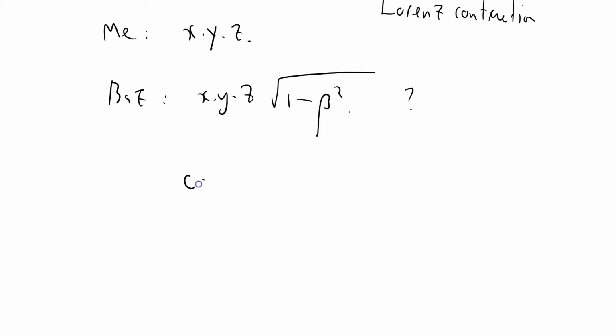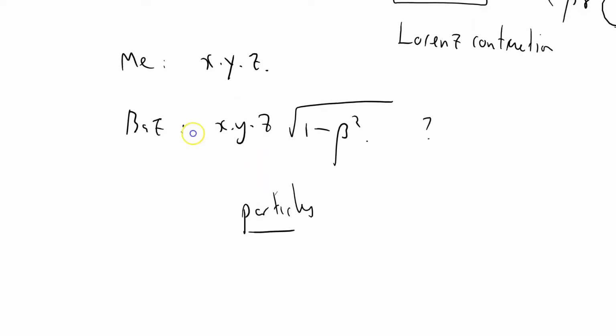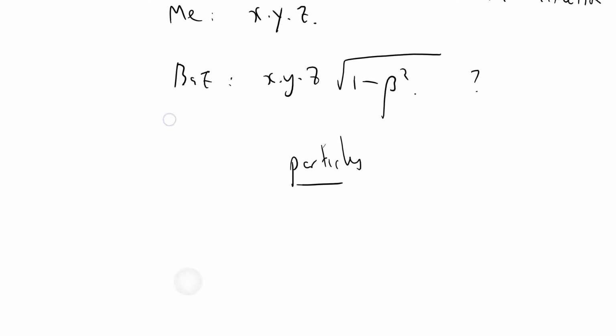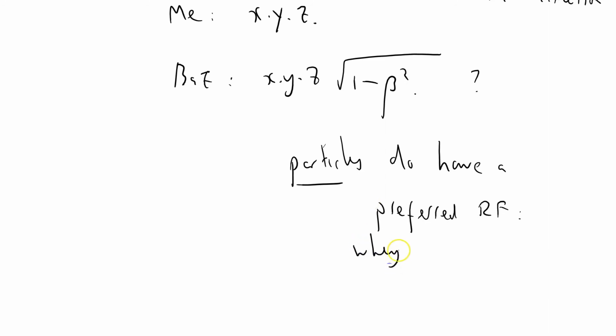It makes sense to consider this. You see, normally you haven't got a preferred reference frame, but with particles in the picture, especially particles where we're considering a control volume that's big enough to have lots of them but small enough to have the same velocity, particles do have a preferred reference frame: the one where the particles are at rest.